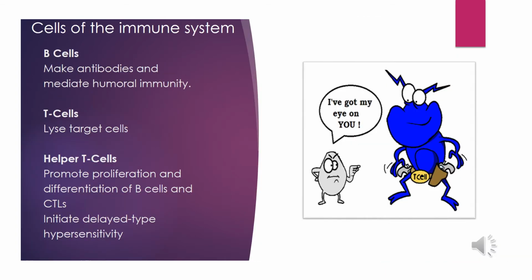Cells of the immune system and their roles. B cells make antibodies and mediate humoral immunity. T cells lyse target cells. Helper T cells promote proliferation and differentiation of B cells and CTLs. They also initiate delayed type hypersensitivity.